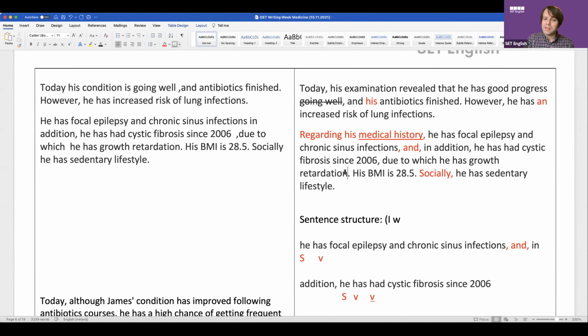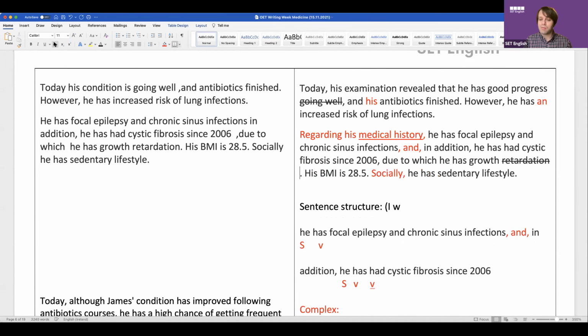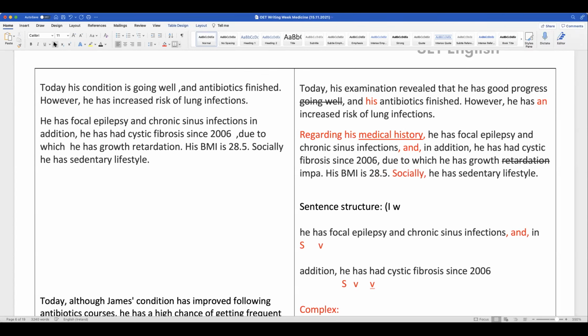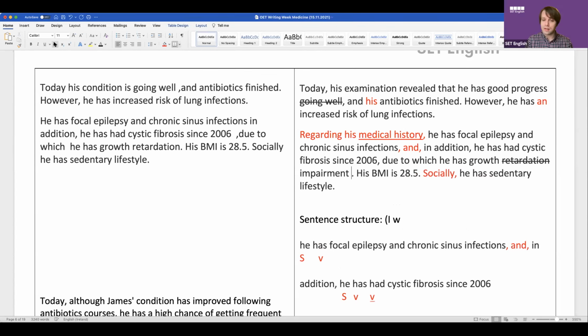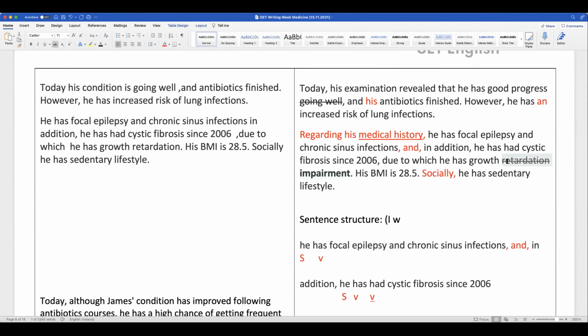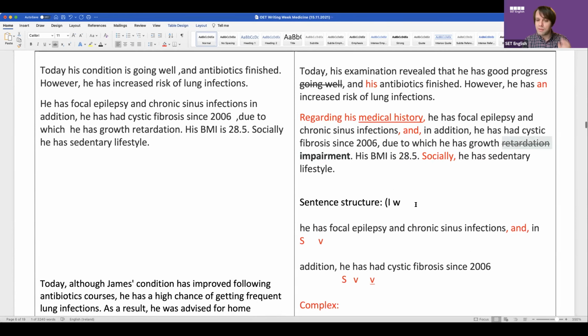But I think just to be on the safe side, what do we really mean? He has growth restriction. Poorly. Restriction is not bad, but I can think of a better synonym beginning with I. M-P-A. Yeah, impairment, right? That to me is a safer word because retardation used in the wrong context can be offensive.